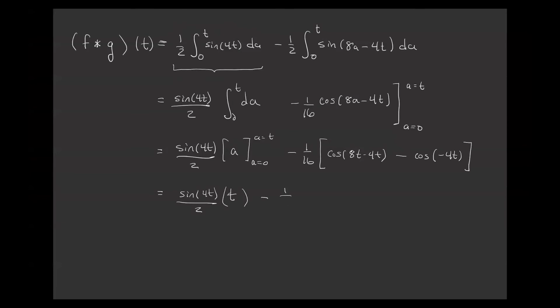And then we get minus 1/16 cosine of 4t minus, and I'll write cosine of 4t, because cosine of negative 4t is the same as cosine of 4t. That's because cosine is an even function. Whether it's plus or minus, it's going to be the same thing. So in the end, maybe I'll rewrite it, we get t sine of 4t divided by 2.